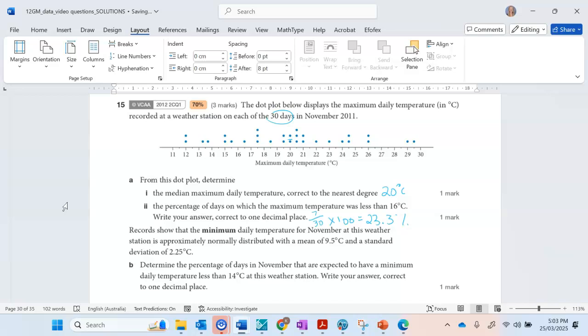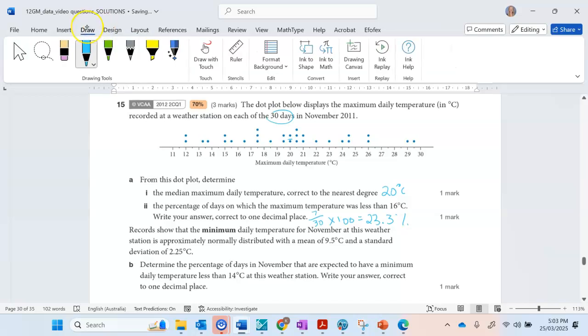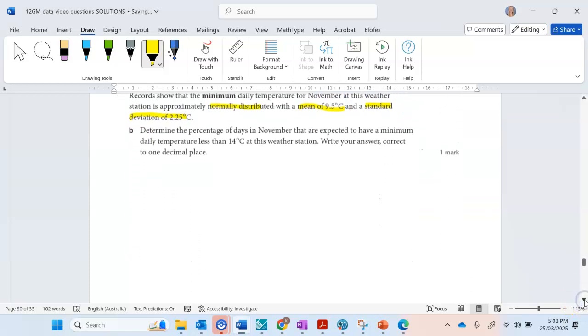Records show that the minimum daily temperature for November at this weather station is approximately normally distributed with a mean of 9.5 and a standard deviation of 2.25. So remember, when we see normal distribution and we've got our mean and our standard deviation, we draw our curve. So I'm just going to scroll down. Here's our normal distribution. Take the whole page. Remember, we've got to put the mean in the middle, 9.5, and we're going 3 standard deviations either side. All right, so here we've got a standard deviation of 2.25.